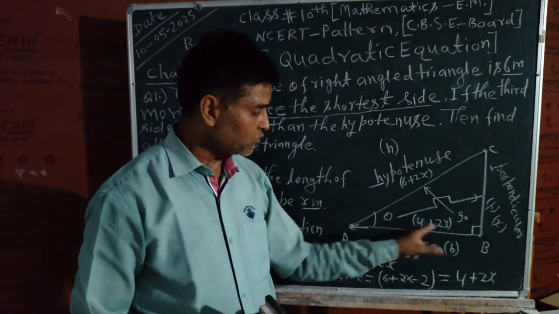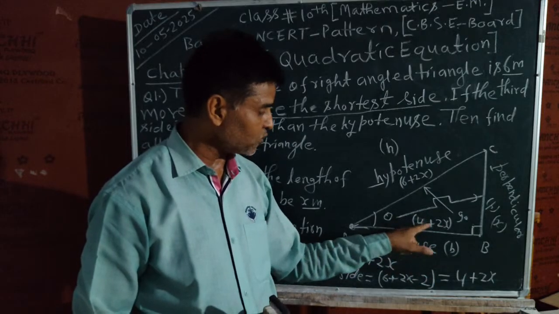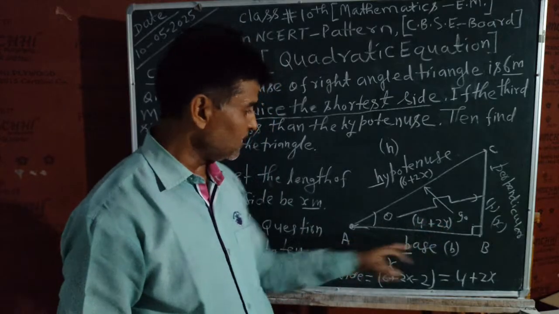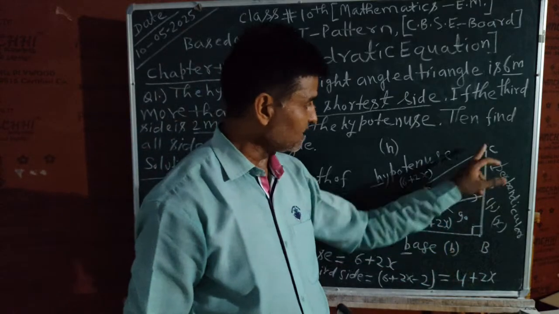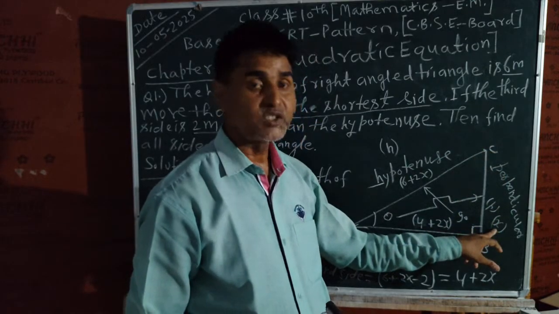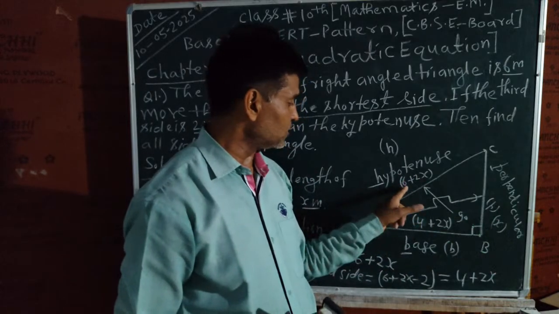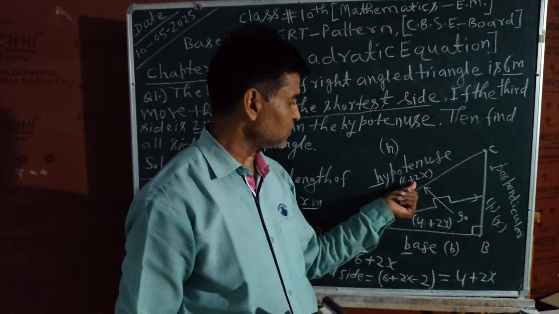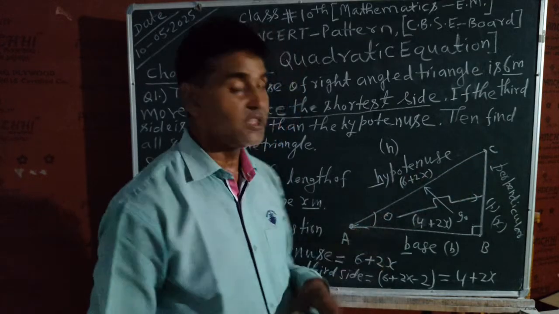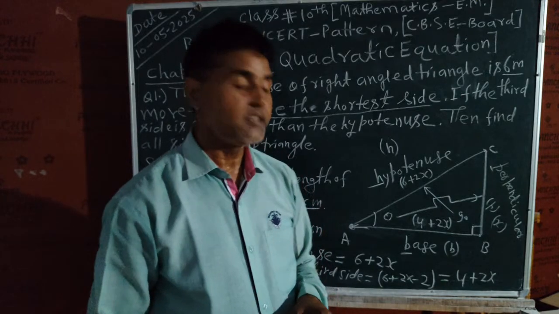So I will simplify 4 plus 2 times the value of x, and I will get the AB length, and again I will also get the BC length, so that x value will be the shortest length of the triangle. And here I will simplify 6 plus 2 times the value of x. So this length I will get will be the length of the hypotenuse. So in this way I can solve it.